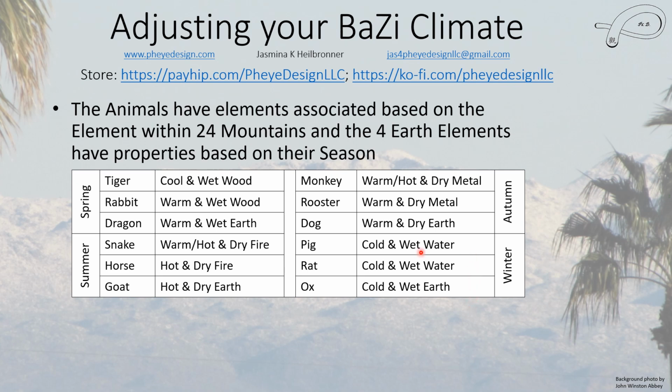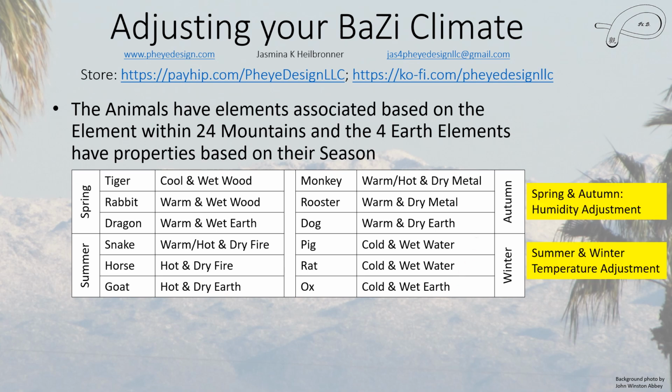And the winter months, they are cold and wet, either water or earth, where the pig and the rat have water as their element. So this actually tells you exactly what needs to change. So in the spring and the autumn, these are humidity adjustments, because they're basically within an okay temperature range. So here we tend to adjust the humidity, and in the summer and the winter, we adjust the temperature.